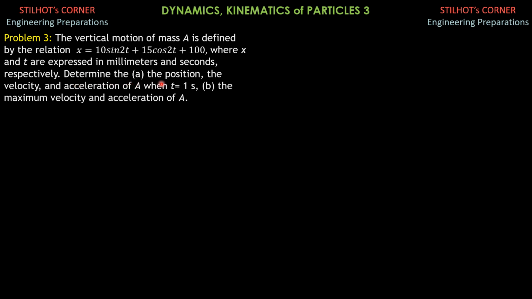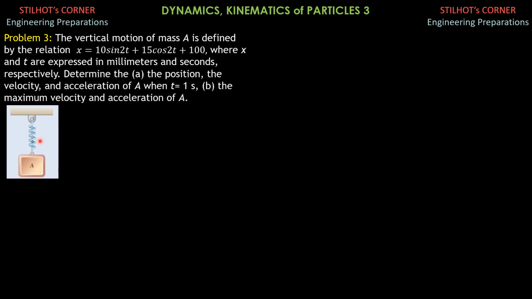Determine letter A, the position, the velocity, and acceleration of A when t is 1 second. And letter B, the maximum velocity and acceleration of A. So first, for the position, all you have to do is substitute t equals 1 second in this equation, and from there we can solve for x, the position.